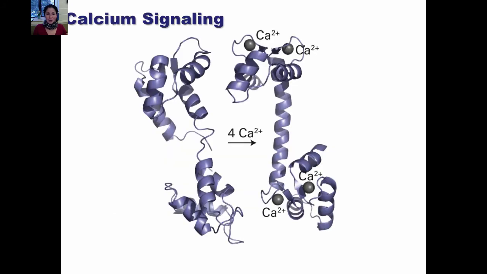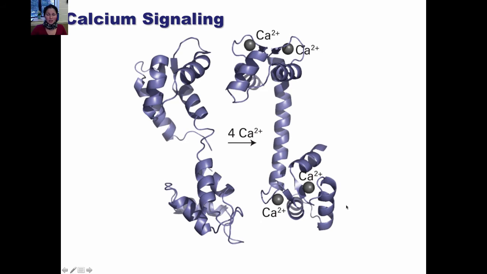So here's an example. This is Calmodulin, and Calmodulin changes its tertiary structure upon binding 4 calcium ions. Calcium is used as signaling, through binding to proteins and changing the tertiary structure of the protein. There are proteins on the cell surface that recognize only the 3-dimensional shape of this calcium-bound Calmodulin.